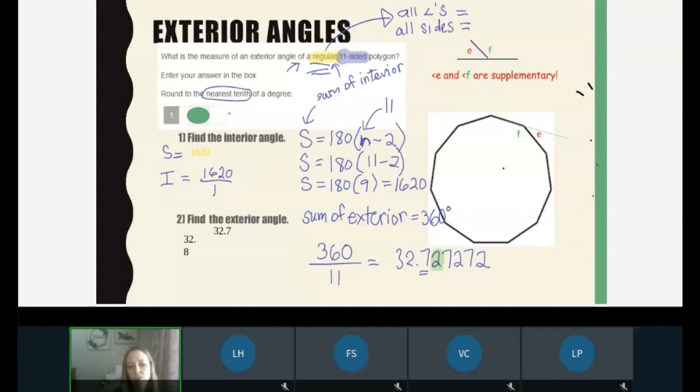So I can divide that by 11 and be confident that all 11 of those are equal. Okay? Does that make sense? So FYI, I'm asking because this will be on your test. Okay?